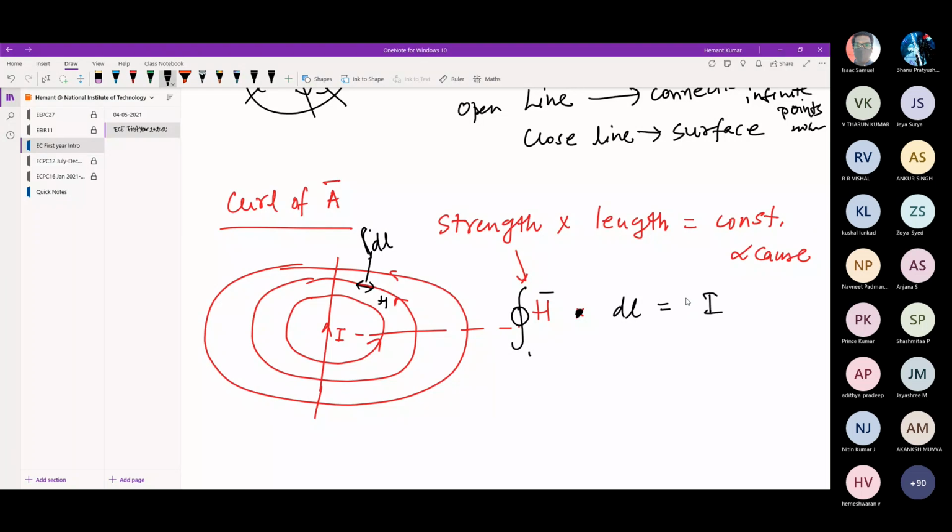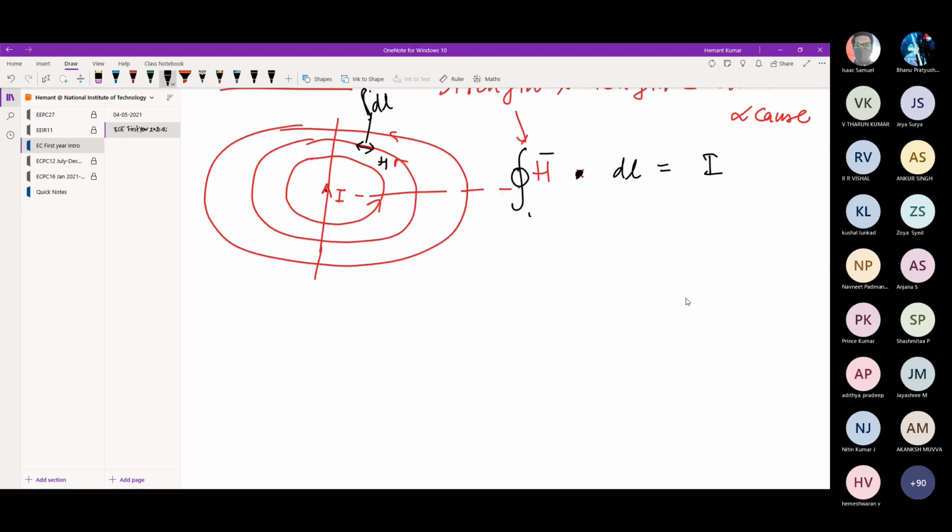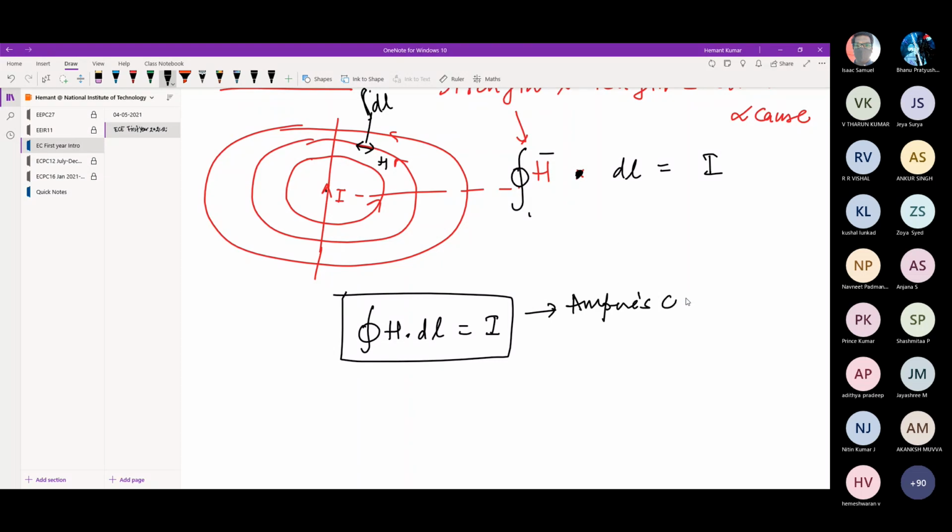That means the current is at the center. Okay, so this is actually nothing but Ampere's circuital law. H dot dl is equal to I. This is known as Ampere's circuital law, or simply Ampere's law. You can say Maxwell's fourth equation in integral form. Okay, so this is Maxwell's fourth equation in integral form.